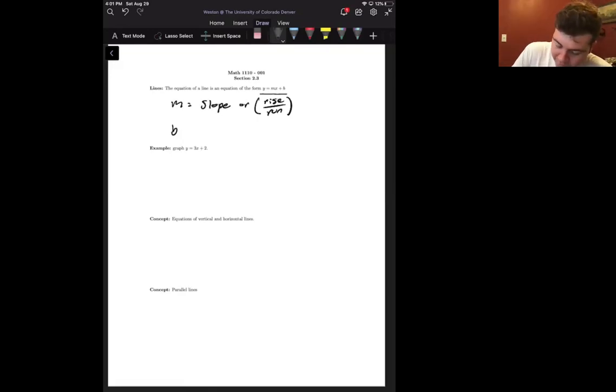Our b is our y-intercept. And it's precisely the y-intercept because it's the value on the y-axis that the line takes on. We'll see an example right now. So we want to graph the line y equals 3x plus 2. The first thing we should do is draw a graph axis, and then make a few tick marks on it.